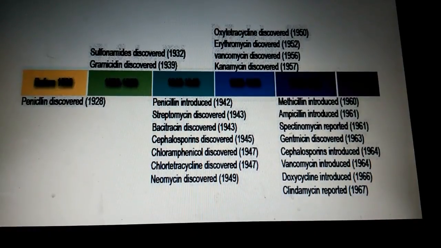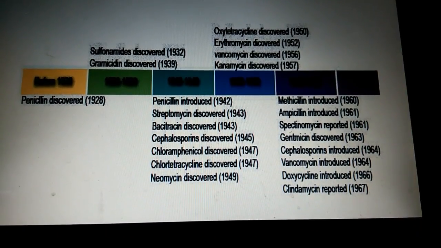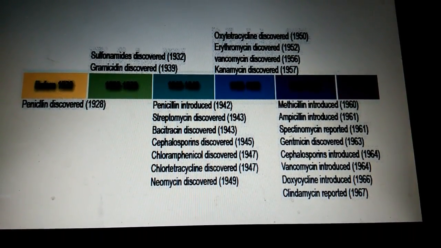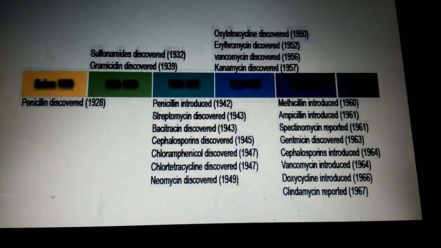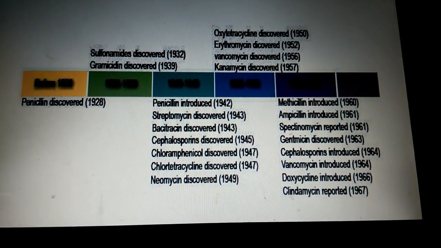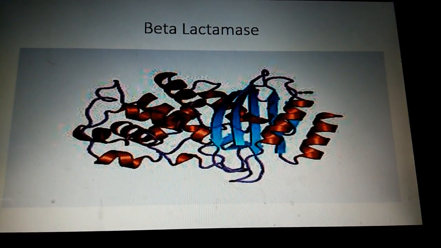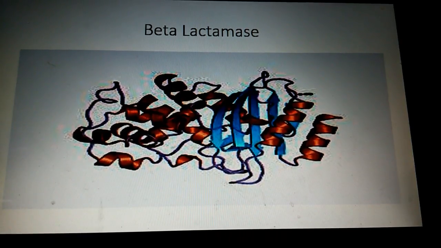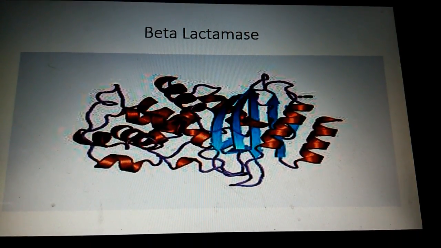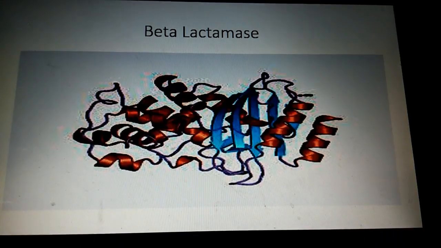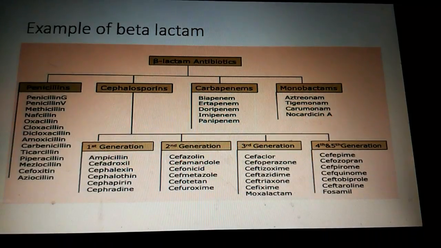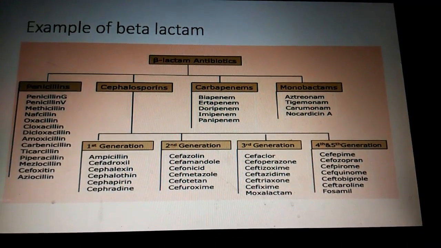Penicillin was first discovered by Alexander Fleming. The discovery of this is very important because it gave doctors an effective way to treat bacterial illnesses. Next is beta-lactamase. It is an enzyme produced by bacteria that breaks the lactam ring of penicillins and cephalosporins, rendering the drug inactive. There are examples of beta-lactam.